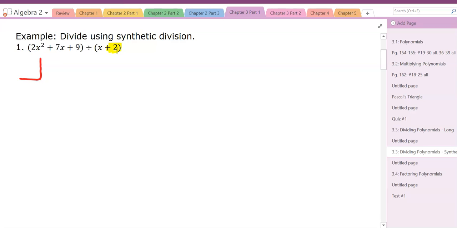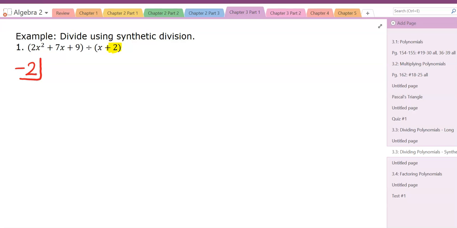But here's the thing to remember with synthetic division. You actually need to pull the opposite sign of 2. Right now it says plus 2, so into my box you need to put negative 2. That's really the only thing that you're going to have to change in this whole problem. Everything else is going to come from the polynomial.